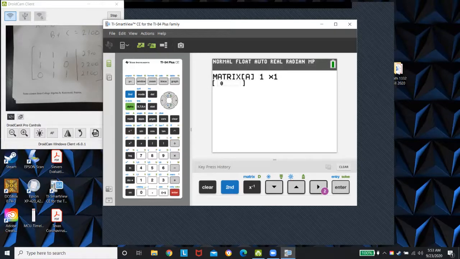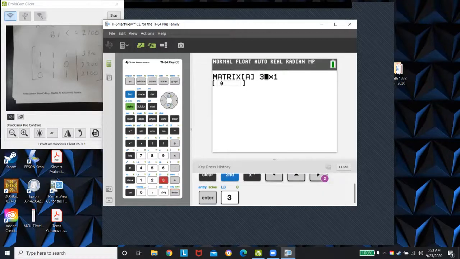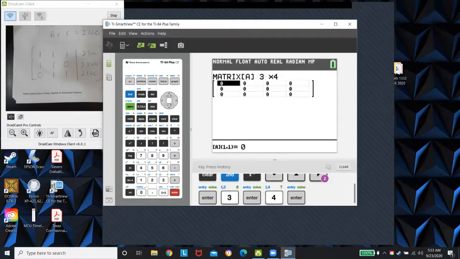Now they're asking for the dimensions of this matrix. So we're going rows by columns, all RC soda. So rows by columns, there are 3 rows by 4 columns.